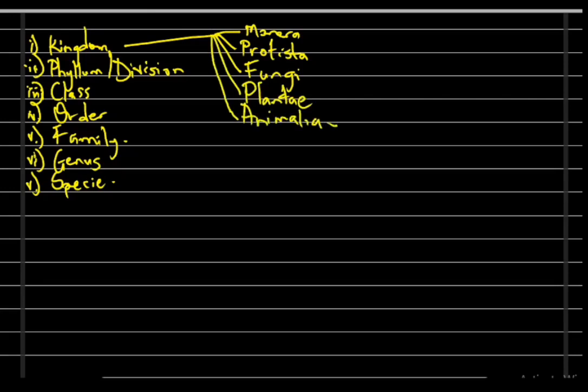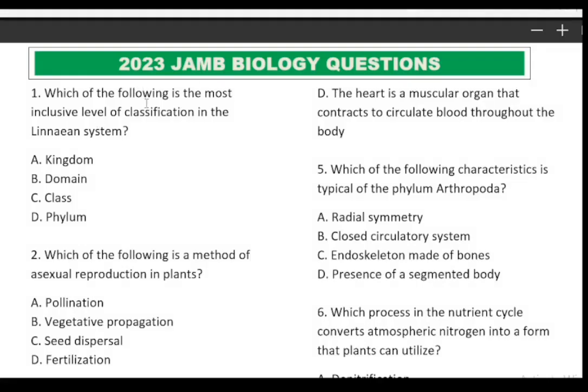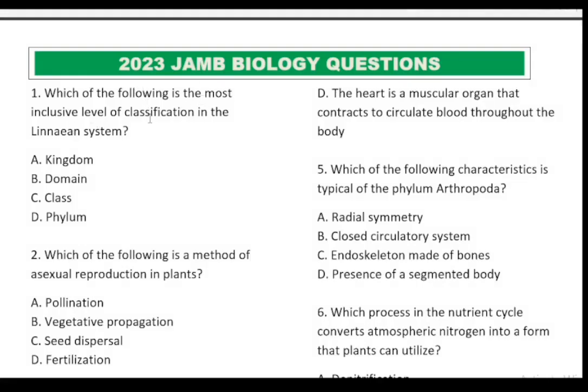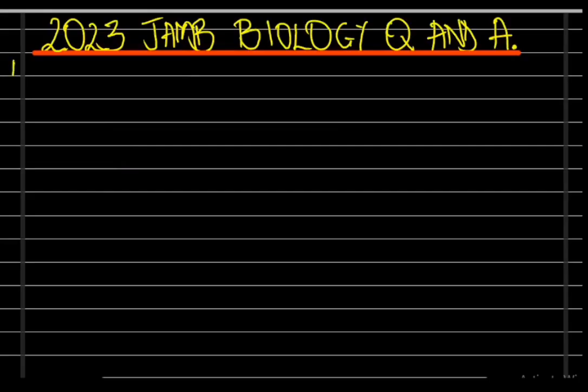So every organism that you might want to think of must fall under any of these 5 kingdoms. So it is the kingdom that encompasses all of them. And so that is the answer to the question that we have there for question one, which is talking about the most inclusive level of classification. So our answer is option A, which is kingdom. So number one, option A. So let's move to question two.